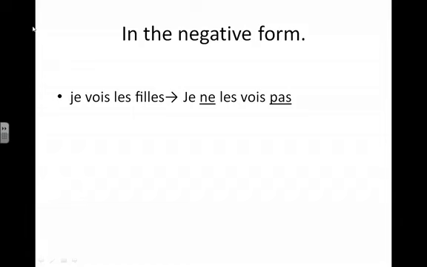Let's see what happens when you have to put the sentence in the negative form. Here, look at the example. Je vois les filles. Je, sujet, ne, négation, les, pronom, vois, verbe, and then the other negation. That's how it becomes in a negative form. So you have the subject first, then the negation, then the pronom, then the verbe, and then the negation. Je ne les vois pas.